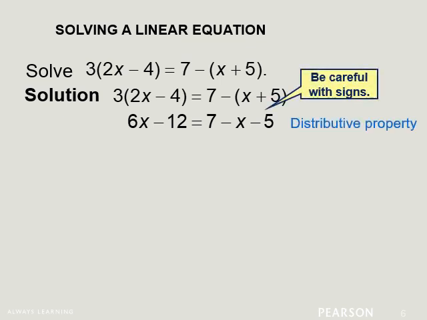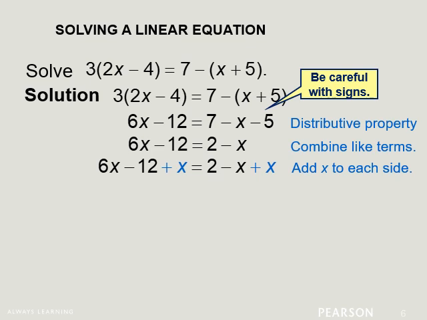We're going to multiply 3 times 2x, which gives me 6x. 3 times 4 gives me 12, equals 7 minus. Now you see we've got a minus here. That's the same as a negative 1, so we're going to distribute that negative 1 inside the parentheses. Negative 1 times x is negative x. Negative 1 times 5 is negative 5. So we have 6x minus 12 equals 7 minus x minus 5. Now we're going to combine our terms. I've got a 7 here and a 5 here. 7 minus 5 is 2. So now I have 6x minus 12 equals 2 minus x.